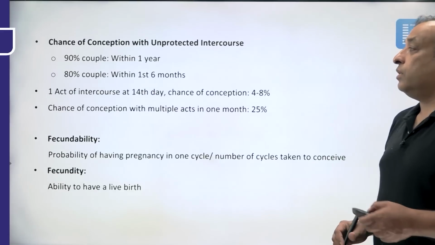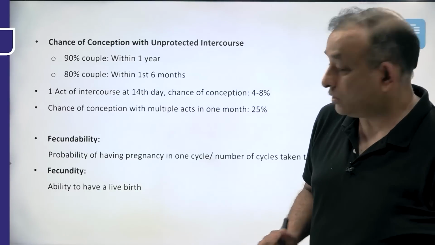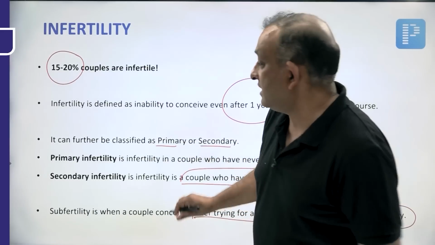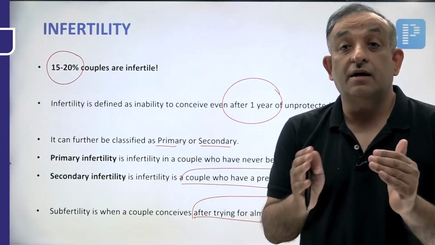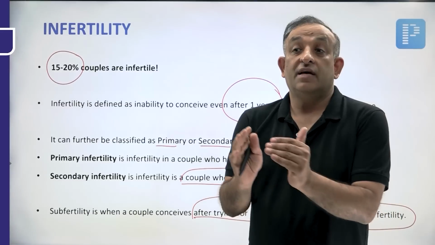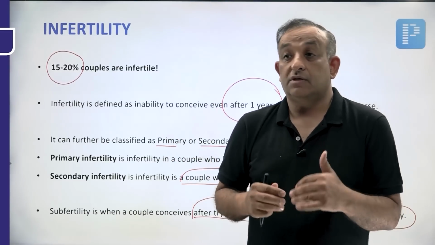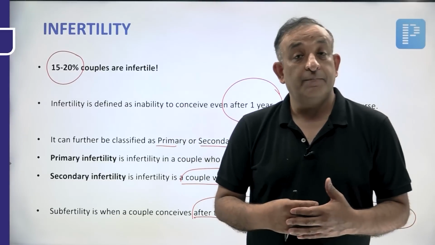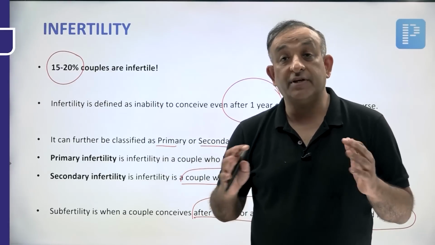Right. Now, what are the chances of conception when a person has unprotected intercourse? Now, why I want you to show this slide? Let's come back to the previous slide. 15 to 20% couples are infertile. So why did I say that the couple is infertile when they have to try at least for 1 year? Why this 1 year? Just because me and my friends as gynecologists and infertility specialists feel like that? I mean, we just decided on a figure arbitrarily? No, these are population studies.